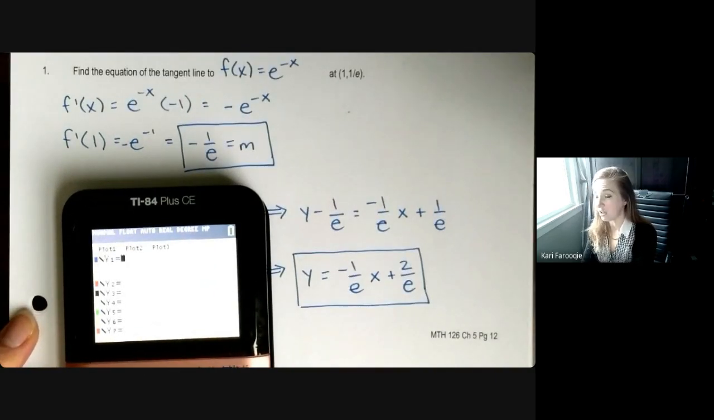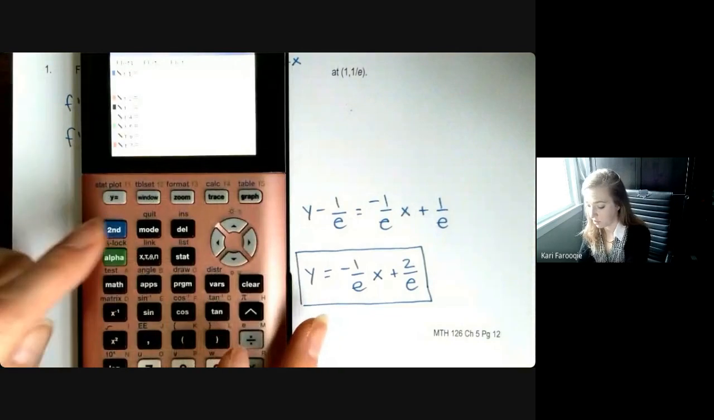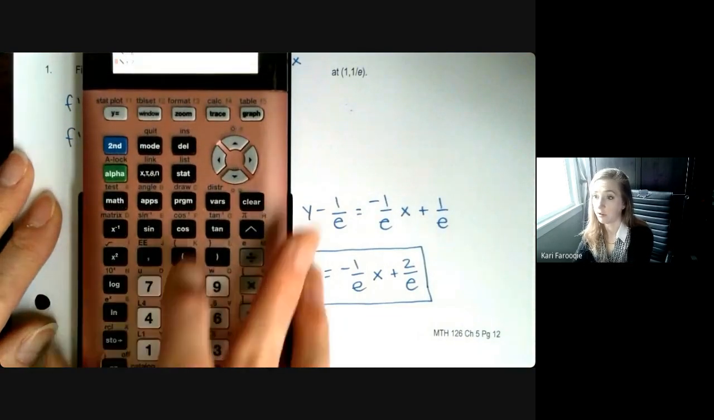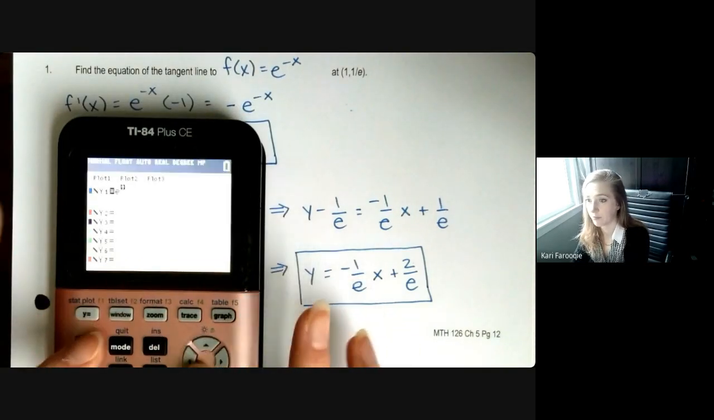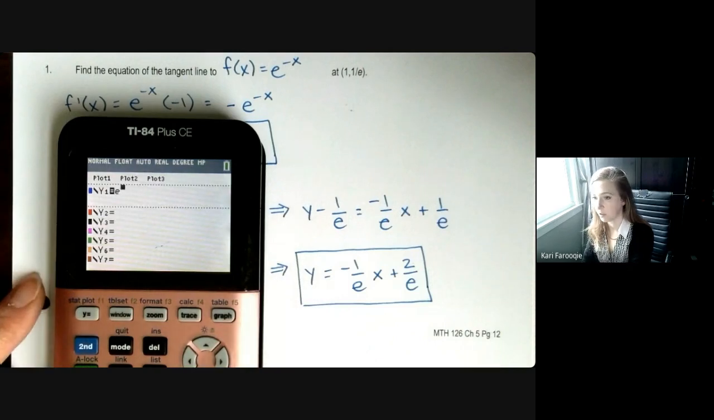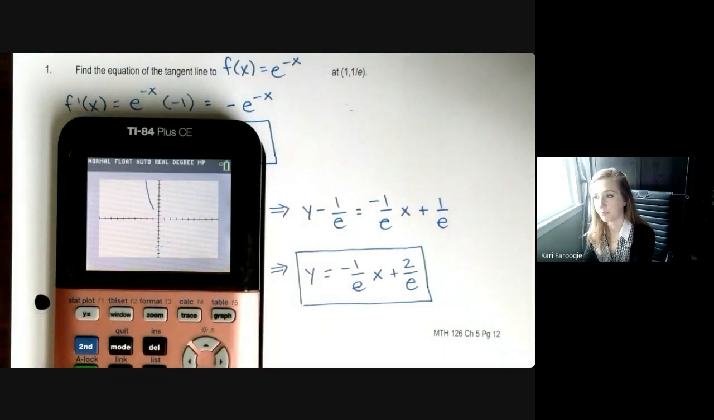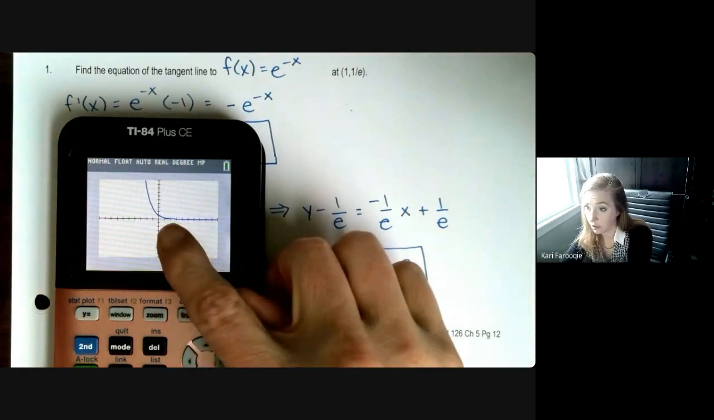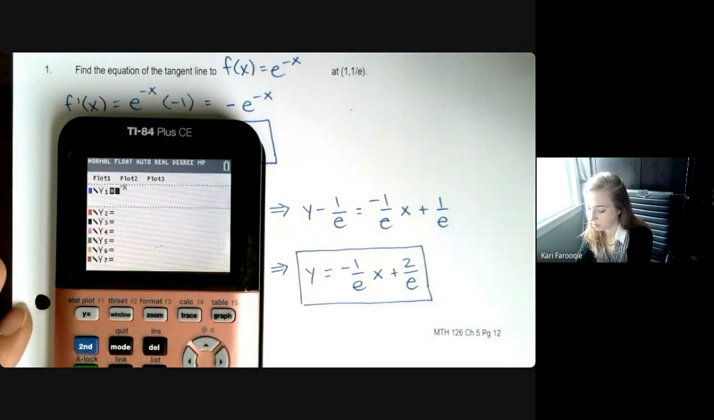All right, the equation is e to the negative x. So to enter my e, remember I'm going second and then the log button. That's going to pull up our e. There we go. And then that's being taken to the negative power. So I've got this situation now. We'll zoom standard because I have no idea what zoom I'm in right now. The point I'm looking at is 1 over e. So it's right here.